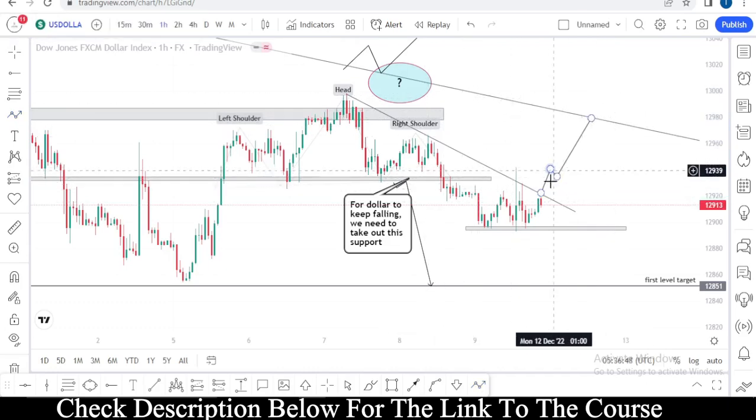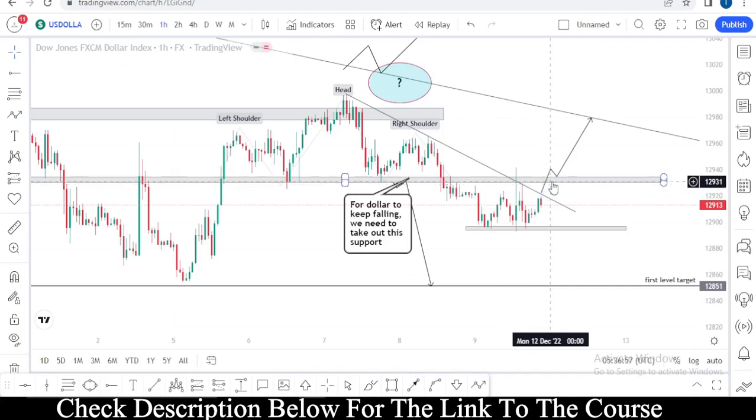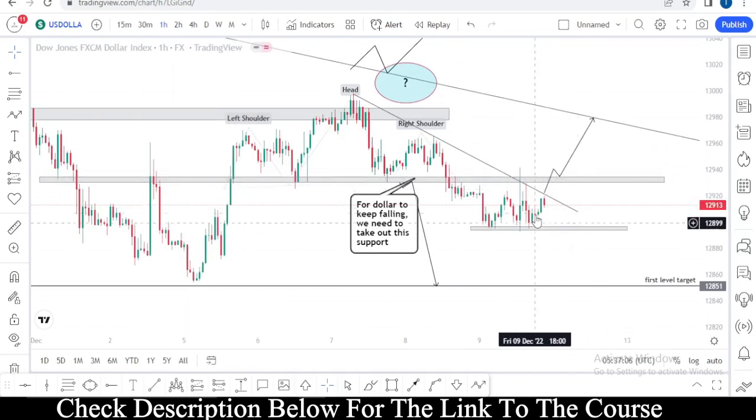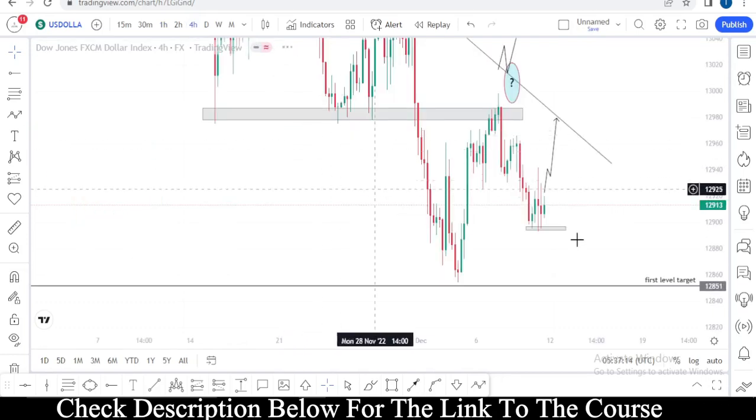I'll tell you why I bent it around here. Why I had this bend here was because of this resistance here. So if we break above this trend line, then I'll be expecting price to take out this resistance, then trade into this trend line that we can see on the 4 hour time frame.